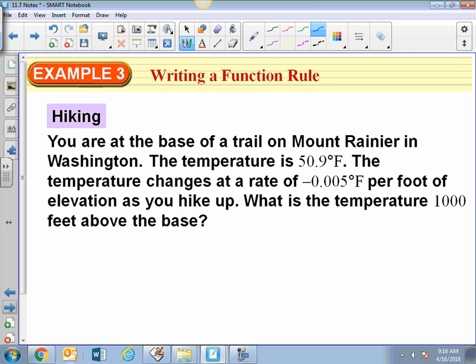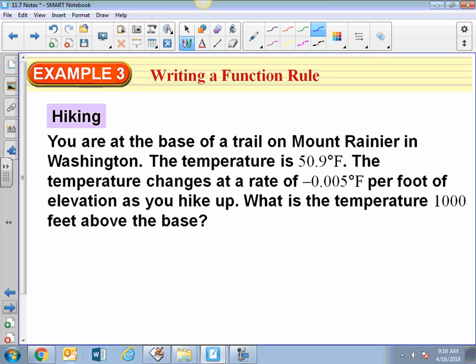Okay, what if I have a word problem? It says you are at the base of a trail on Mount Rainier in Washington. The temperature is 50.9 degrees. The temperature changes at a rate of negative 0.005 degrees per foot of elevation. So in other words, if you go up a foot, you're going to lose some temperature, which is pretty normal with a mountain. It says, what is the temperature 1,000 feet above the base?